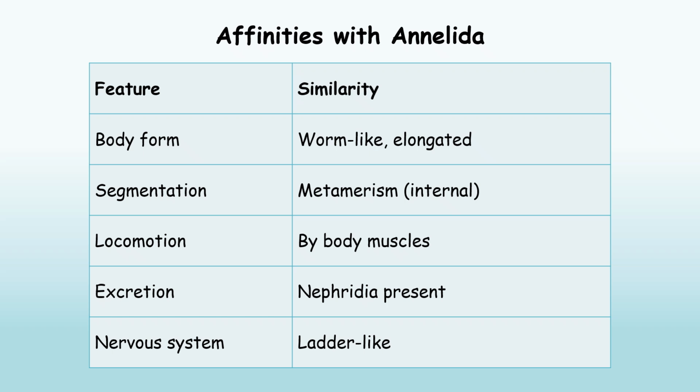Coming to excretion, in both Annelida and Peripatus, they have nephridia, which act as excretory organs here. And the nervous system is also the same, because in both Annelida and Peripatus, they have a ladder-like nervous system.